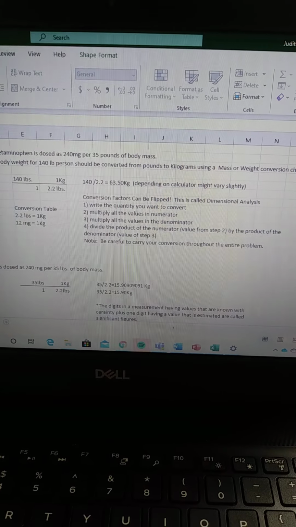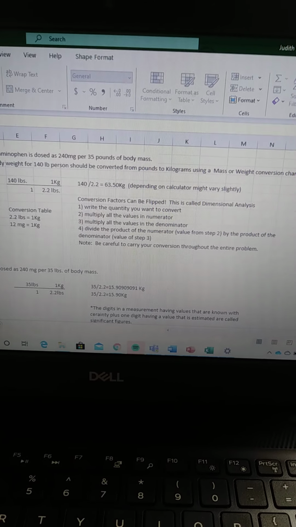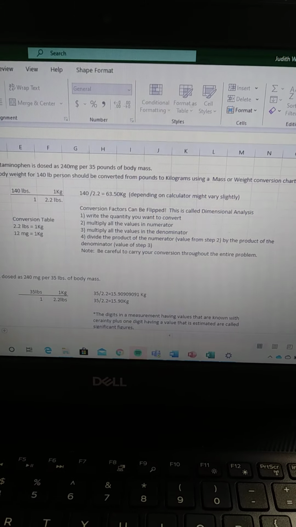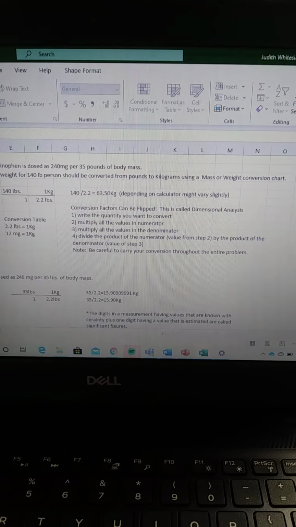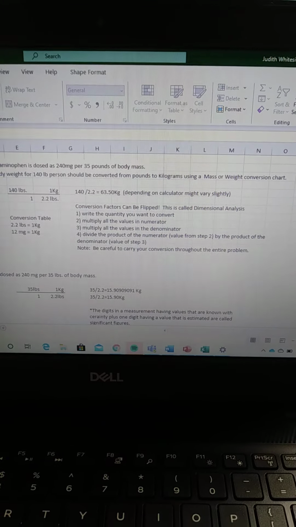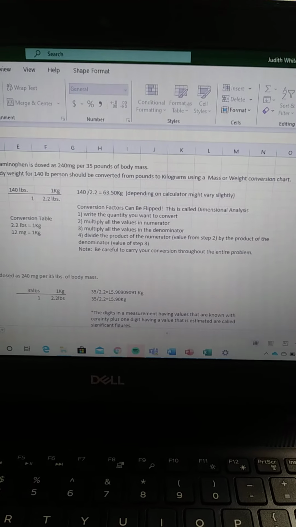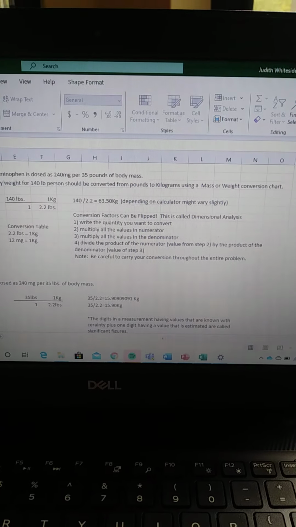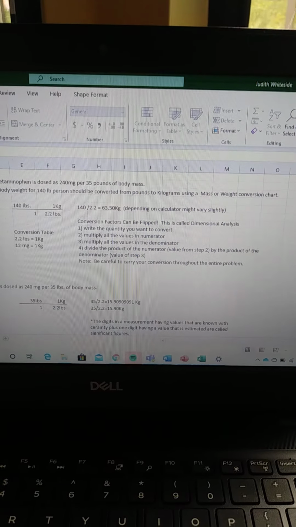So I have to write the quantity that you want to convert, which is my weight of 140 pounds, and the conversion, which you can see in the table, 2.2 pounds equals 1 kilogram. 1 kilogram can be converted to 12 milligrams, and that is the dosage of our medicine. So the way I do this is I multiply all the values in the numerator, I multiply all the values in the denominator, and then I divide. So you can see I have 140 pounds times 1 divided by 2.2, which is going to give me 63.5. And I did round this using sig figs, or significant figures, which I will describe a little better below.